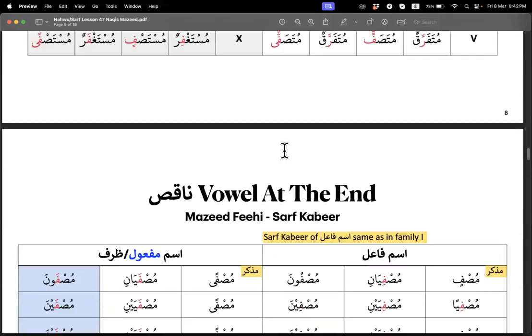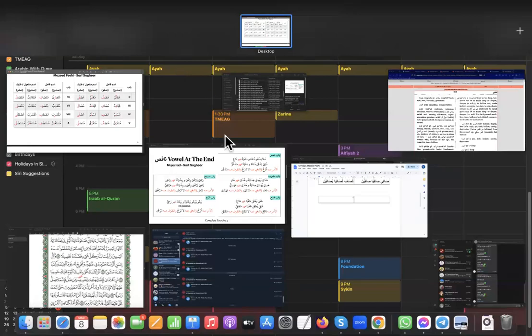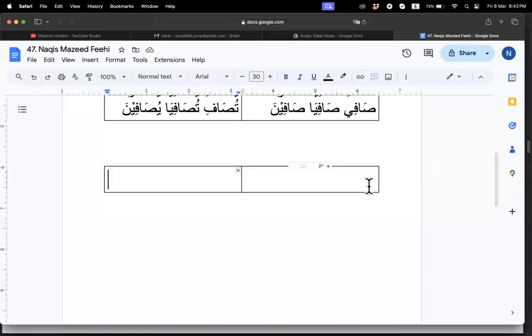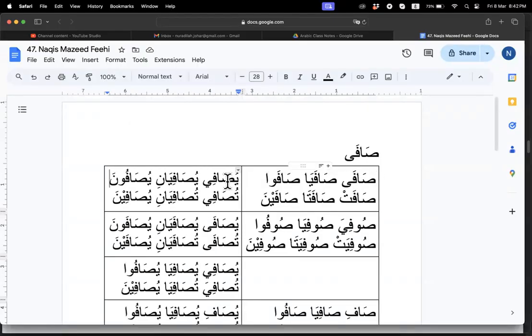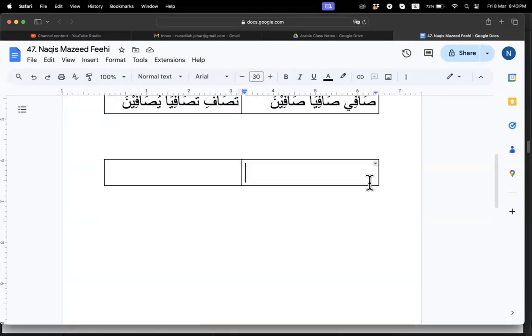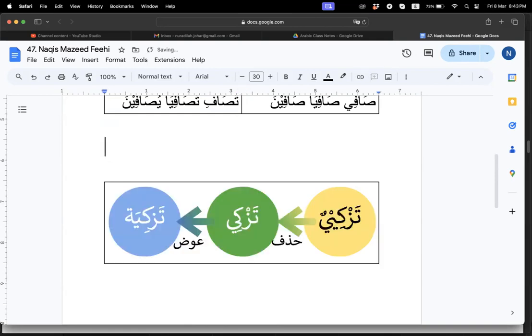So let's do another family. Maybe we take the same thing, family three. So sofa, yusofi, fahua. Sofin. Family three. Jahada, yujahidu, fahua mujahidun, jihadan. Ism fa'il, ism fa'il. Mujahidun. Yes, Mujahidun.